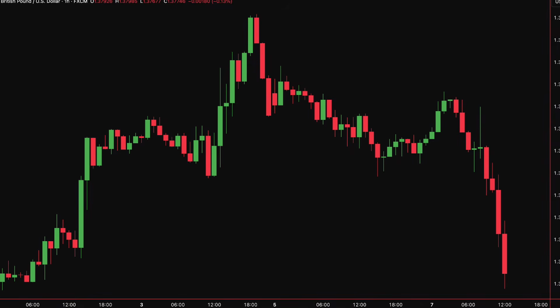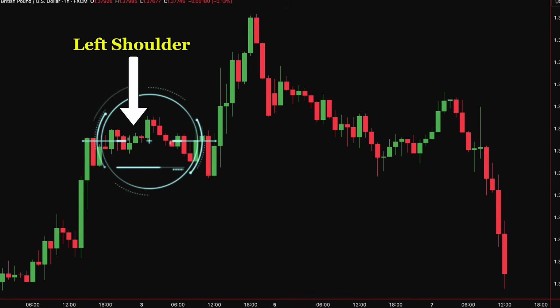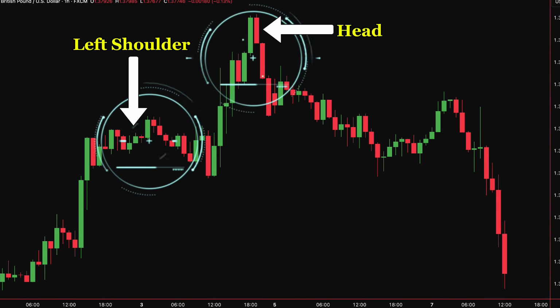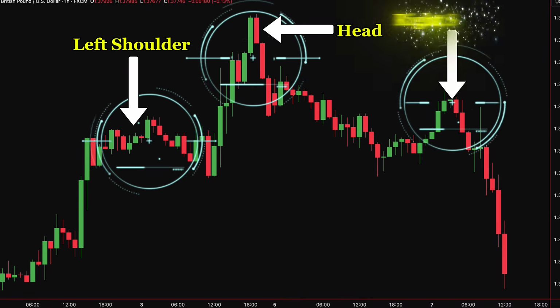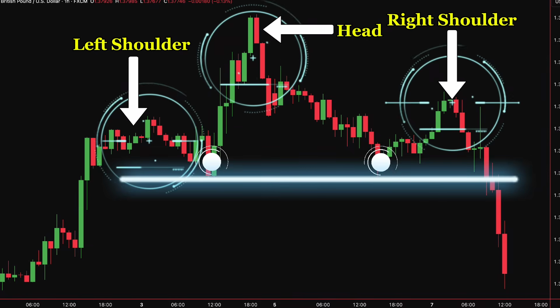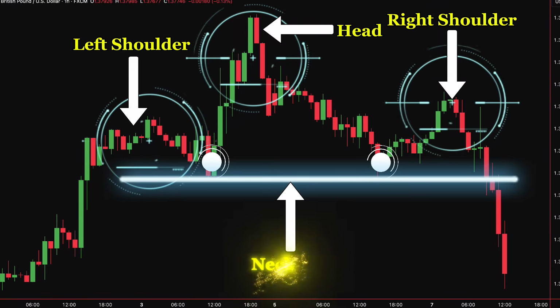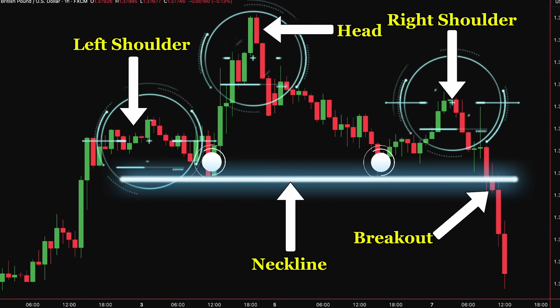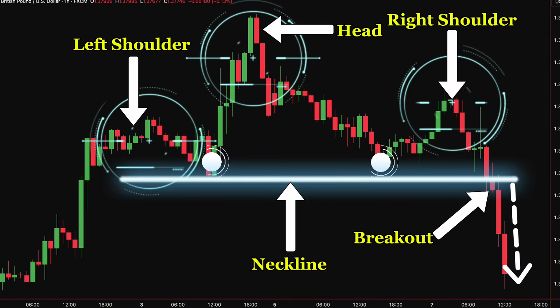Here's the basic structure. First, price forms a left shoulder, a swing high followed by a pullback. Then comes the head, a higher high that forms the peak. Finally, the right shoulder, a lower high that signals weakening bullish momentum. Now connect the swing lows beneath the shoulders. This forms your neckline. Once price breaks below that neckline and makes a lower low, the head and shoulders pattern is complete. This confirms a reversal from an uptrend to a downtrend.